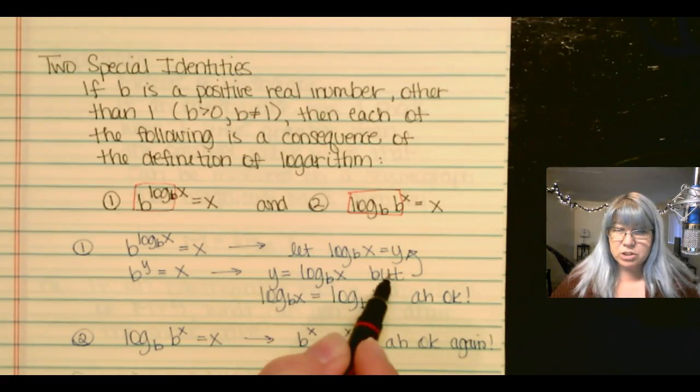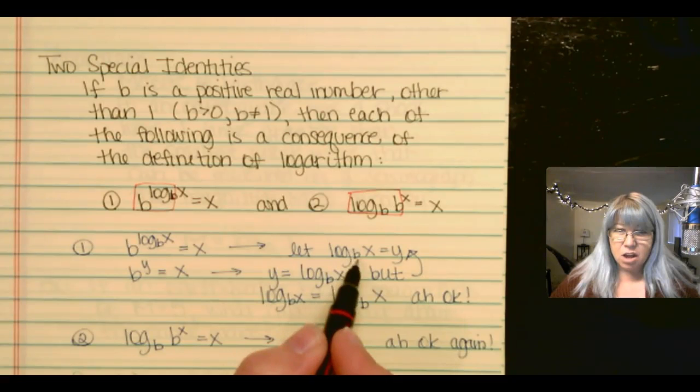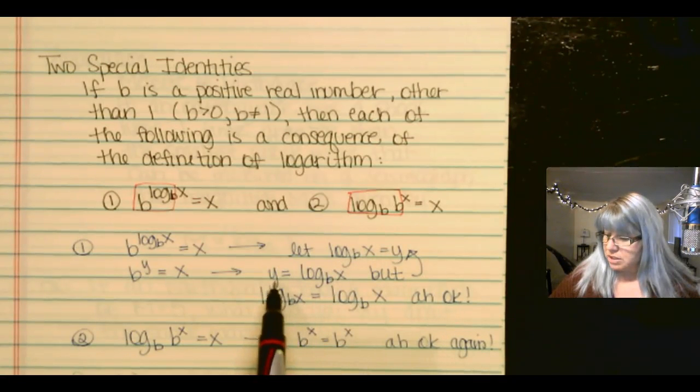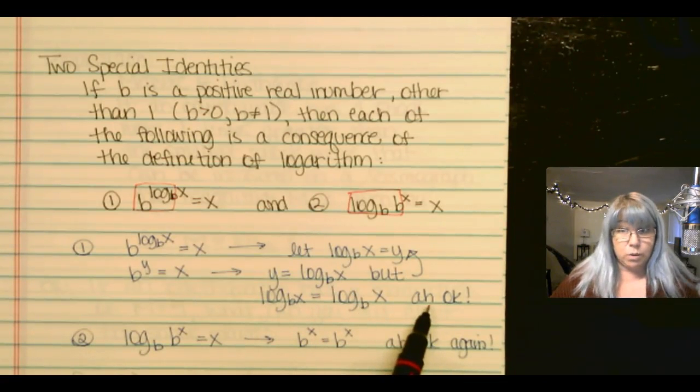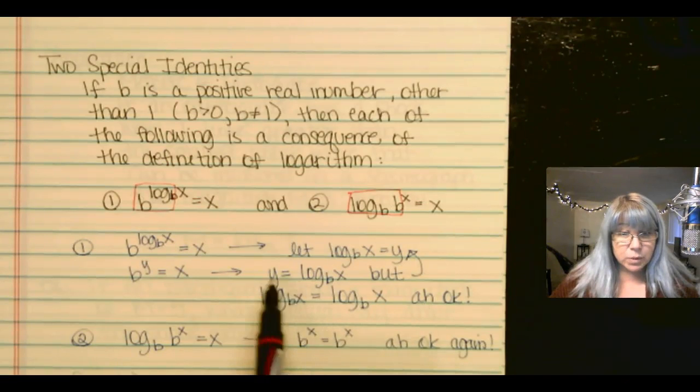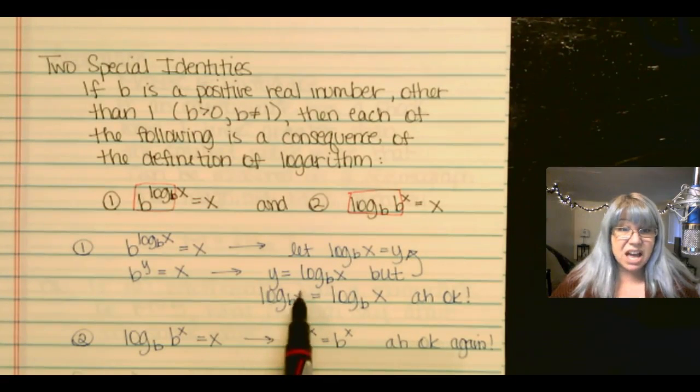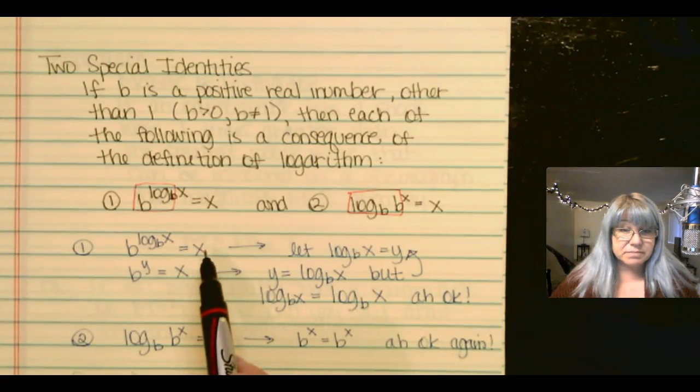But remember what the original y equals? Log b of x. Well, this y equals log b of x, so log b of x equals log b of x. Okay. So we kind of went in a circle. If they both equal one another, I can divide them out of each side, and then I'm only left with x.